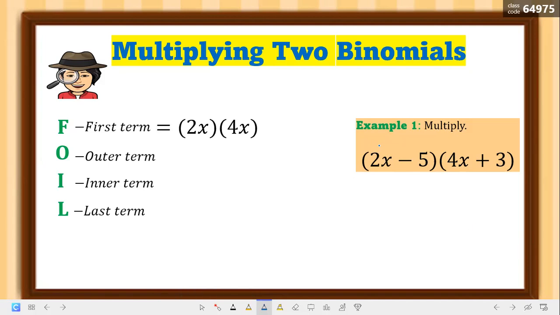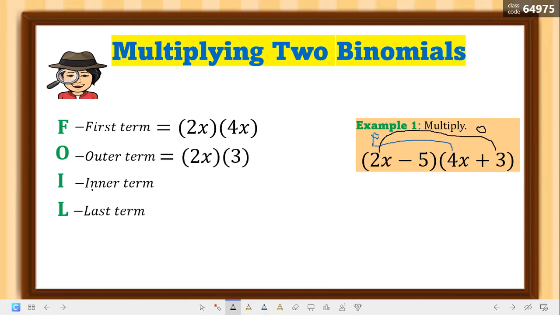Ibig sabihin yan, ito yung tinatawag nating first. We call this the FOIL or the first. Kaya 2x times 4x. Asan naman dyan yung outer term? 2x and 3 po. Okay, very good. Negative 5 po. Yes. Ito naman yung tinatawag natin. Gagamit ako ng ibang kulay. Outer. Pag outer kasi parehas silang nasa gilid. Nasa side by side sila. Outer. Okay? This is the outer. Kaya we have 2x times 3.